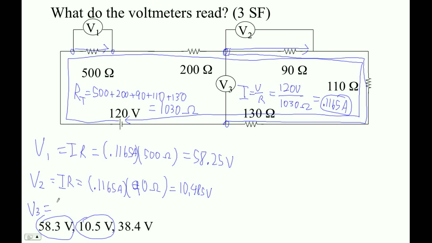So this equals IR, is 0.1165 amps times, and then this is 90 plus 110 plus 130, which is 330 ohms, right? So 330 times I is 38.446.